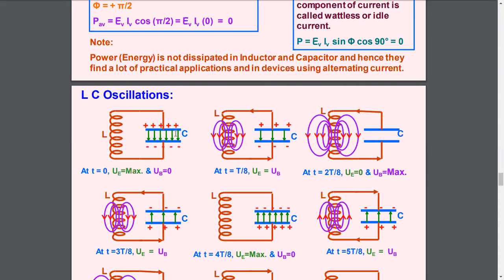When the whole of the electrical energy from the capacitor is transferred to the inductor, the inductor again starts discharging, and magnetic energy is now being transferred to the capacitor in the form of electrical energy. During this transformation there is no power dissipation, because we know that voltage and current differ by a phase difference of pi by 2 radian. That's why the average power dissipated is zero.